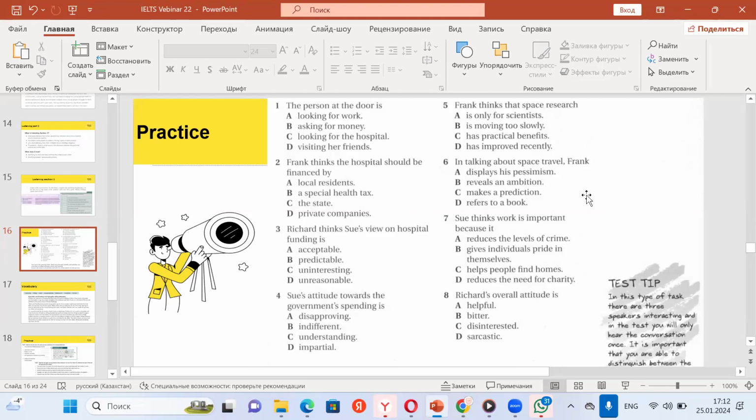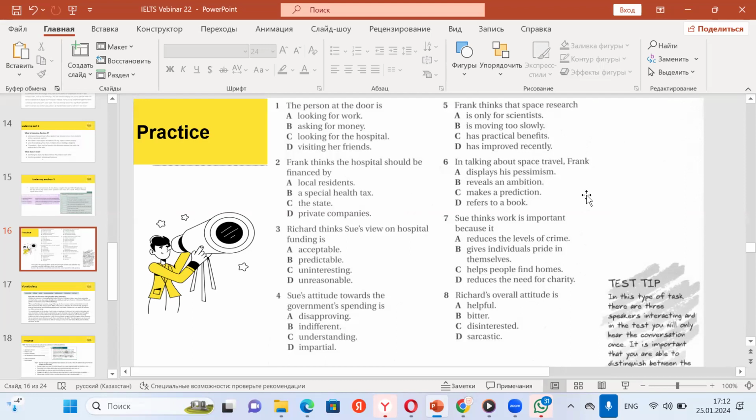So did you catch their opinions? For example, what does France think about the space research? Anyone? Oh, okay. Five hasn't proved. Or C. Okay, you're right.